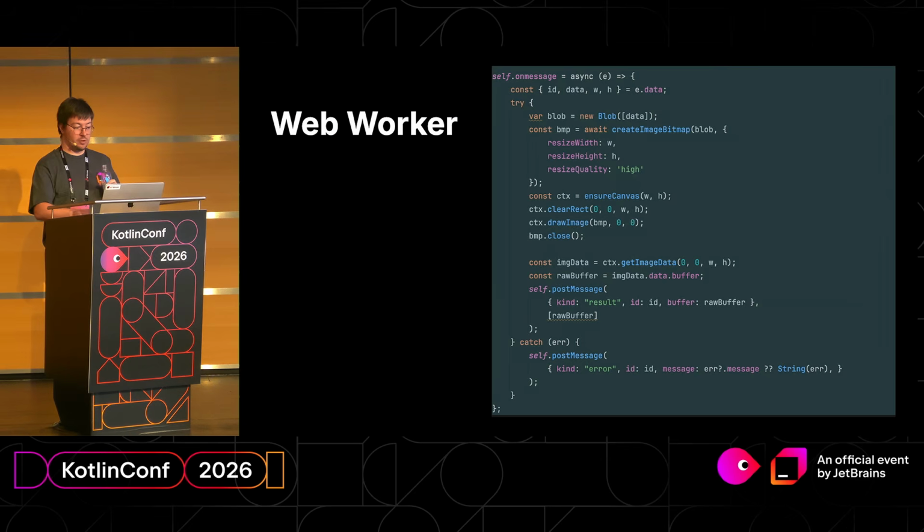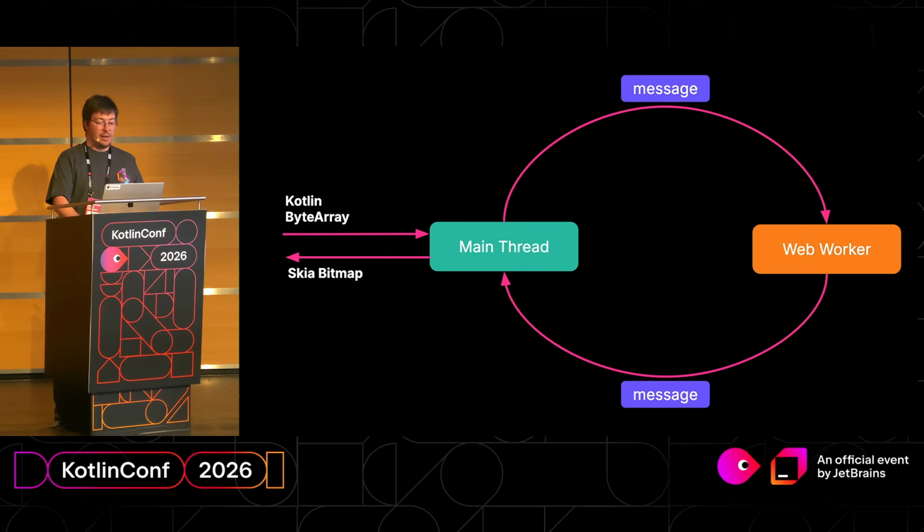into a web worker. There is no need to read this JavaScript code, but the main idea is that we get the message with the bytes of the file, then render the file on an off-screen canvas, get the pixels of the rendered file, and pass them back to the Compose application. But let's look a bit more closely at this process.